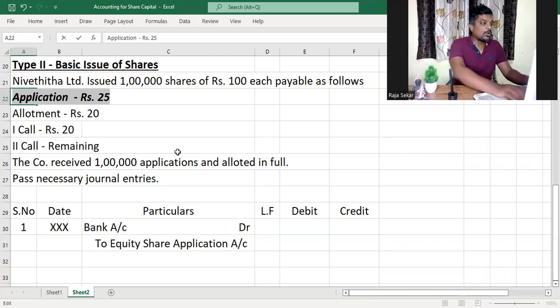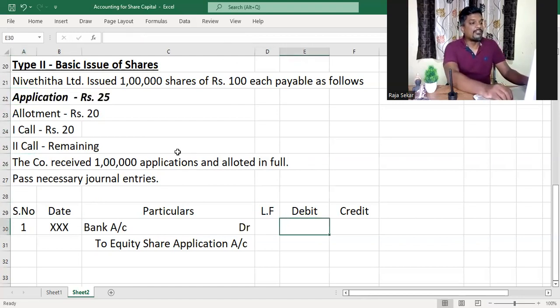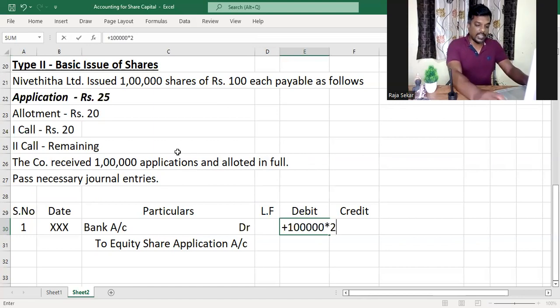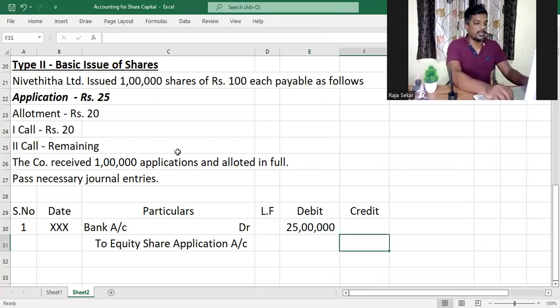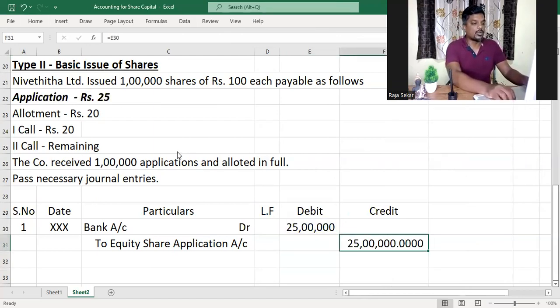Therefore, when we are passing the journal entry for receiving application money, how much would the company have received? Given the question, the company received 1 lakh applications, right? So the company has received 1 lakh applications, and each applicant had paid 25 rupees per application. What is the total amount of money that the company would have received? It will be 25 into 1 lakh, and that will be 25 lakhs. That is the amount of liability that the company has incurred also.